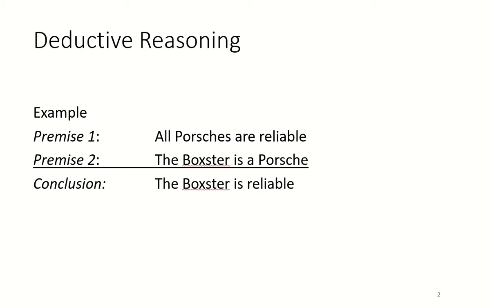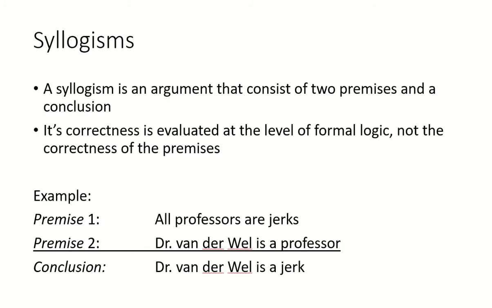So in this case, we have two premises that may or may not be true, but either way, the conclusion logically follows from those premises. To tell you the truth, I don't know if Porsches are in fact reliable or not. Deductive reasoning really looks just at the level of the structure of the argument, and given that the premises are correct, would the conclusion logically follow or not? These are called syllogisms, these structures where you have two premises and then a conclusion. And so a syllogism is basically just any sort of setup where you have two different premises and then a conclusion and whether it follows or not.